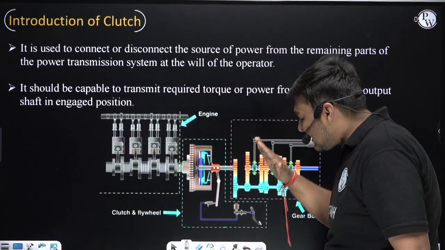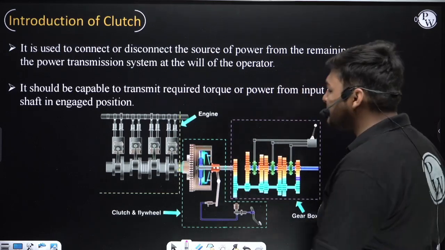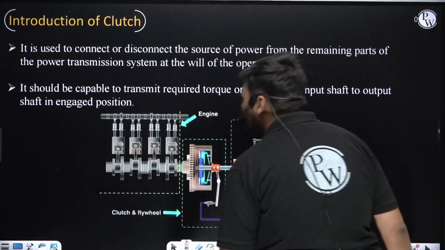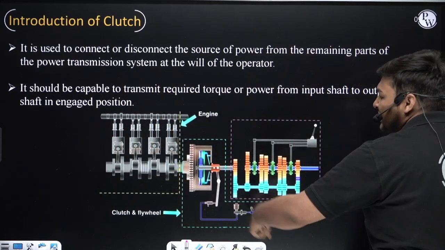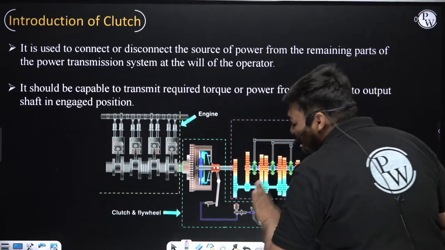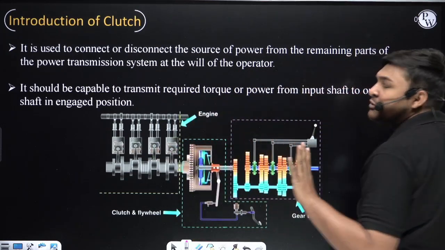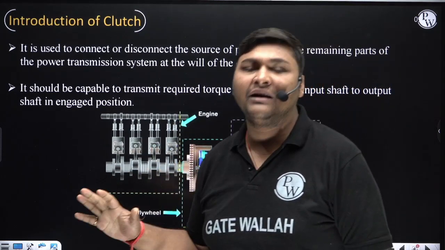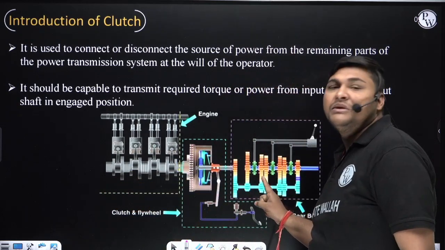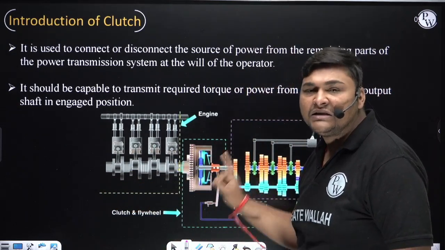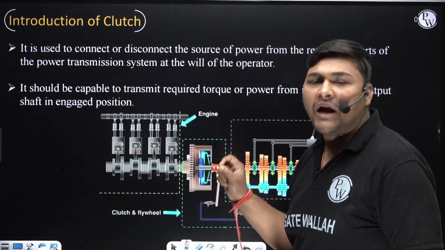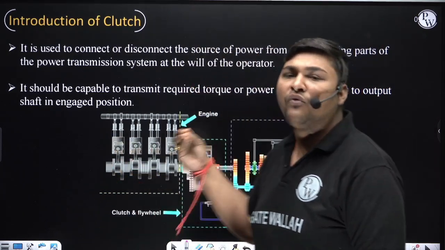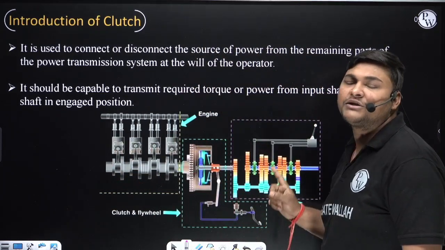When I press this clutch pedal, this system, which we can say is the input system or source of power, will get disengaged from this system, which we can say is the output shaft. Means when I press the clutch pedal, the input shaft gets disengaged from the output shaft. And when we are not pressing the clutch pedal, in the general case, the input shaft will be engaged with the output shaft. Means at the will of the operator or driver, we can engage or disengage the input shaft or source of power from the output shaft or other part of the power transmitting system.